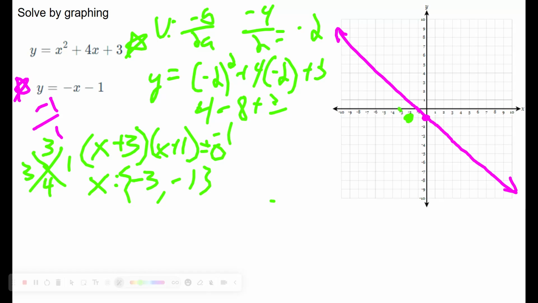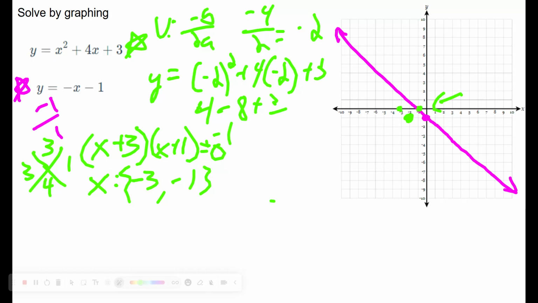That would put me right here and right here. I already have a solution point right there. As you can see, that green and the purple are going to cross each other. However, because it's a positive parabola, I think I'm going to get one more on the left side. Probably around -4, it looks like. So let's check that out.